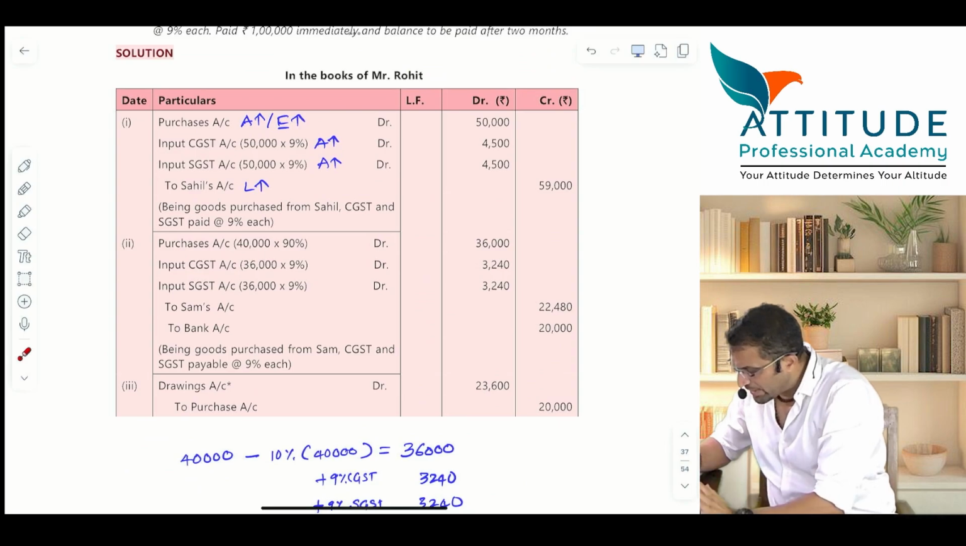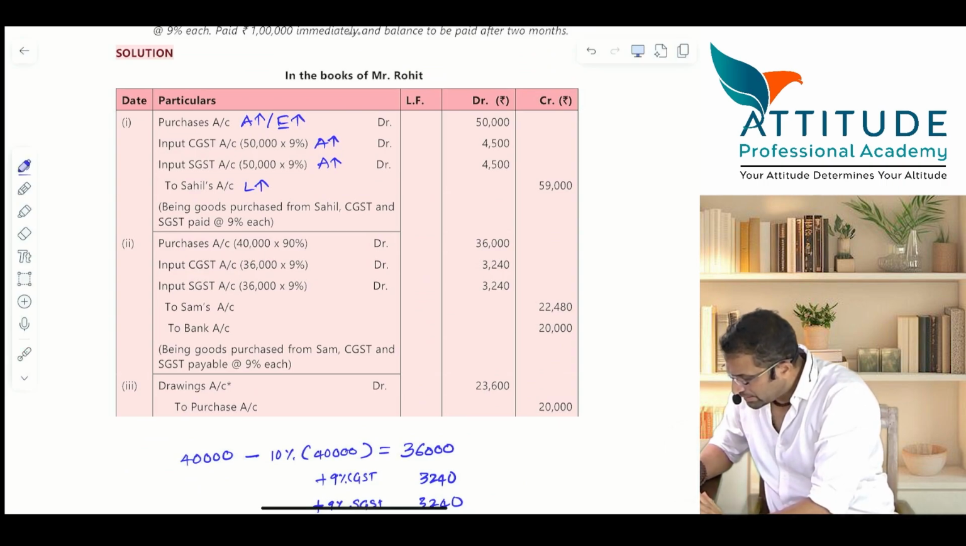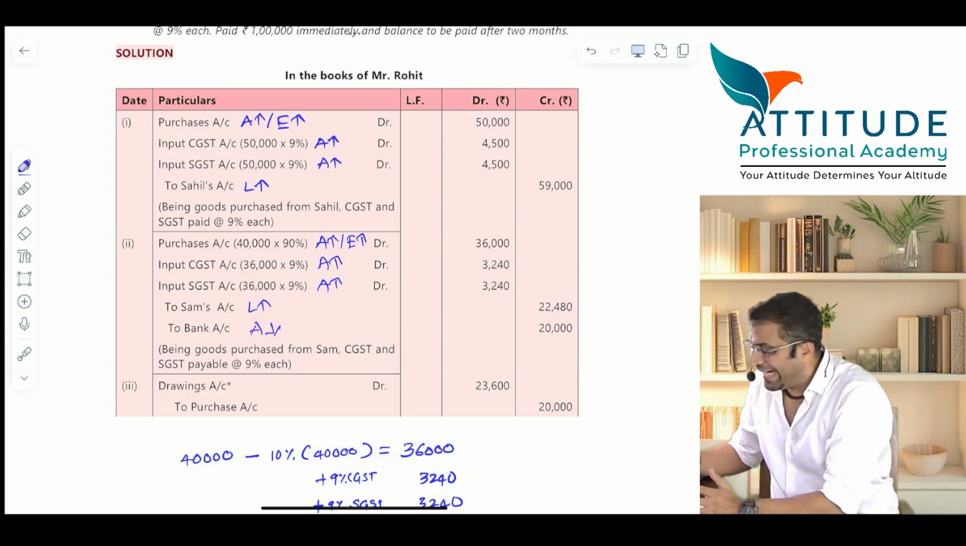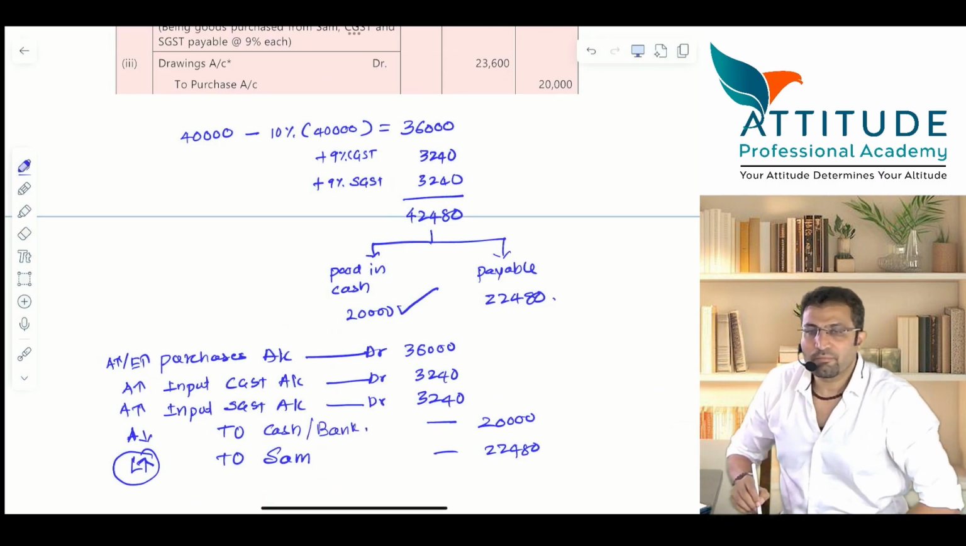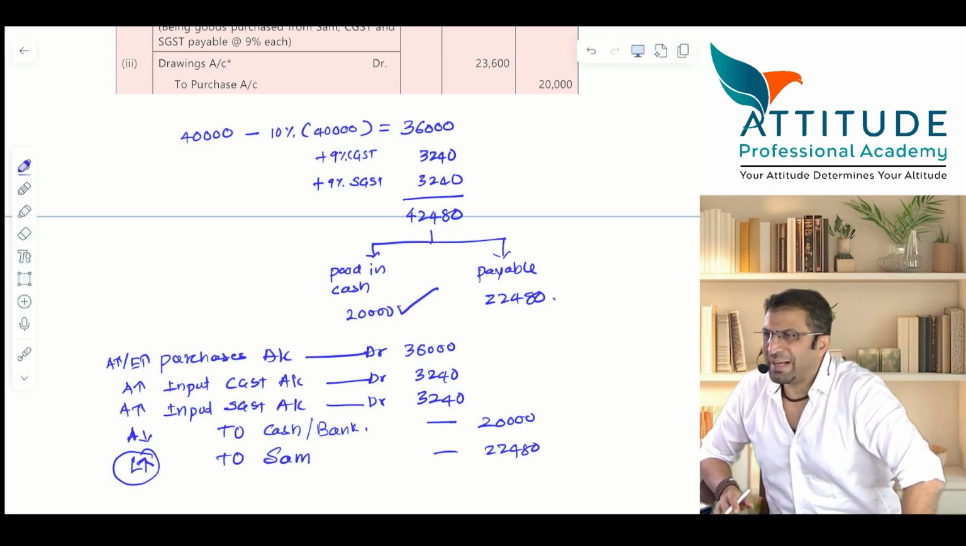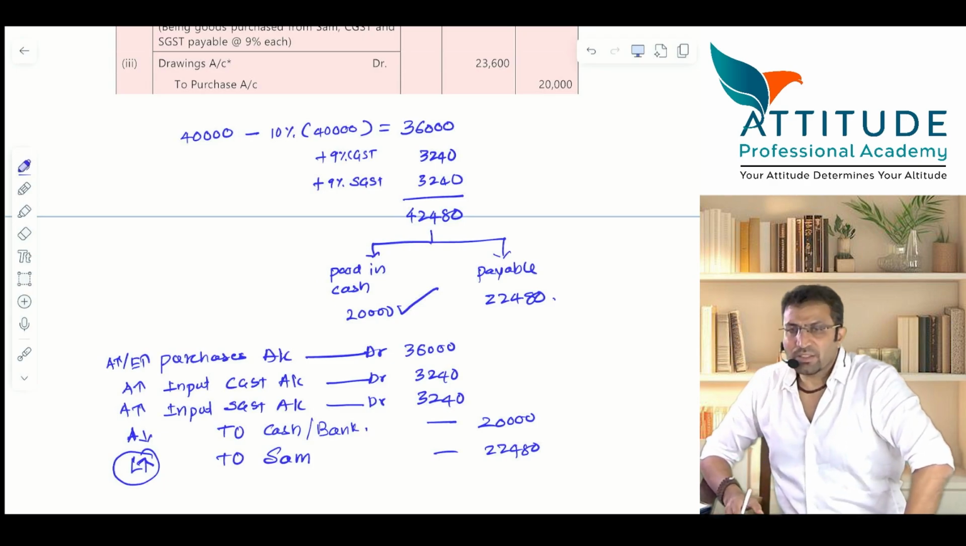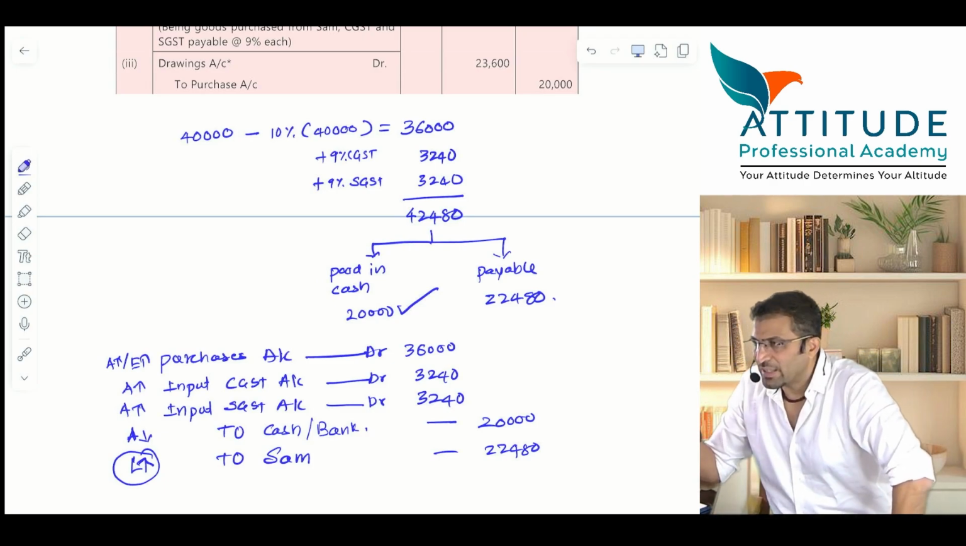Look here, same to same. Asset increases or expense increases, asset increases, liability increases, asset reduces. Only thing they have taken bank. That's okay. I have taken cash. It will work, cash or bank. If nothing is mentioned, you can take bank. Reason is, it is income tax related. I'll tell you later on.